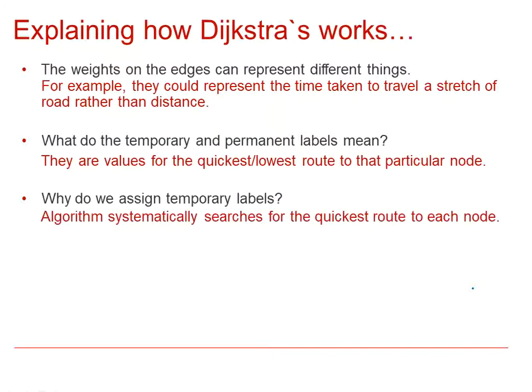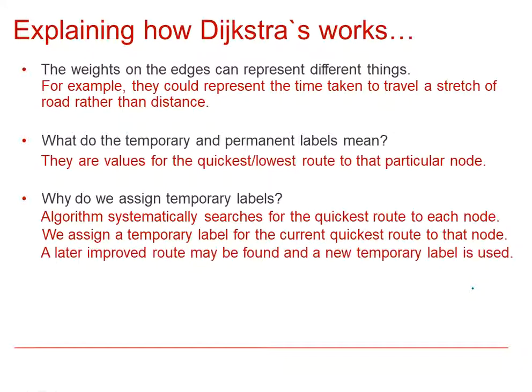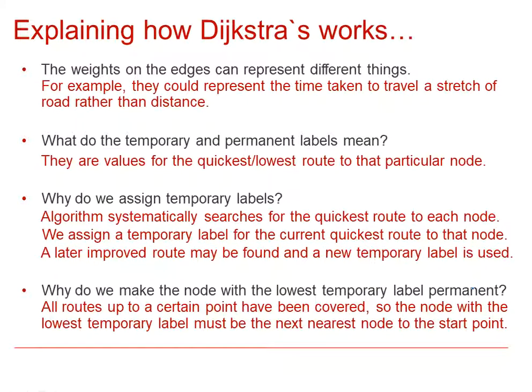Why do we use temporary labels? The algorithm is systematically searching all the quickest routes to each node, and it's only when we've checked all of them that we can assign a permanent label rather than a temporary one. Later on in the algorithm you may get an improvement, so we can only use temporary labels until we're sure that we have the optimum answer, and that's why you need to use temporary labels.